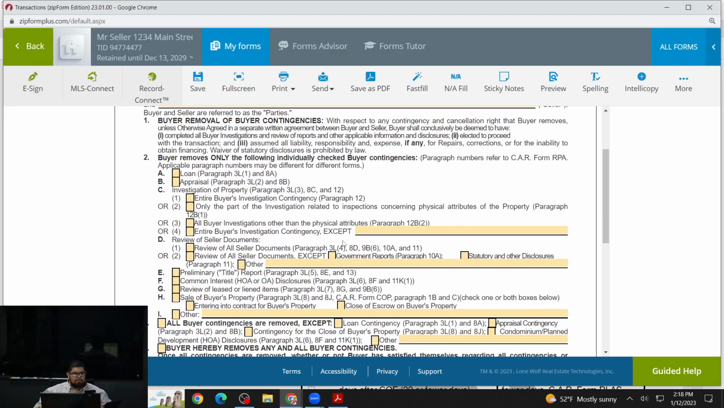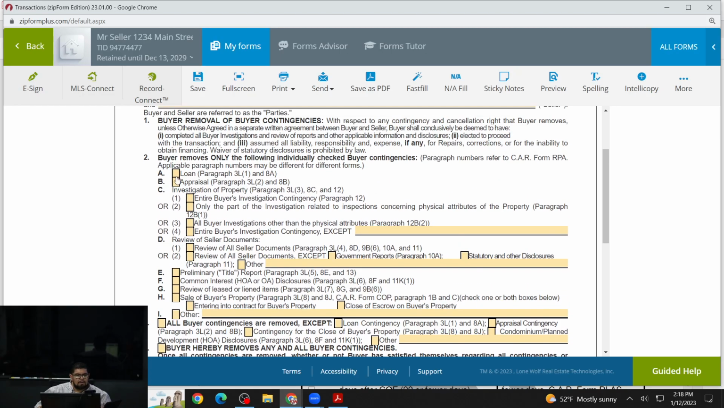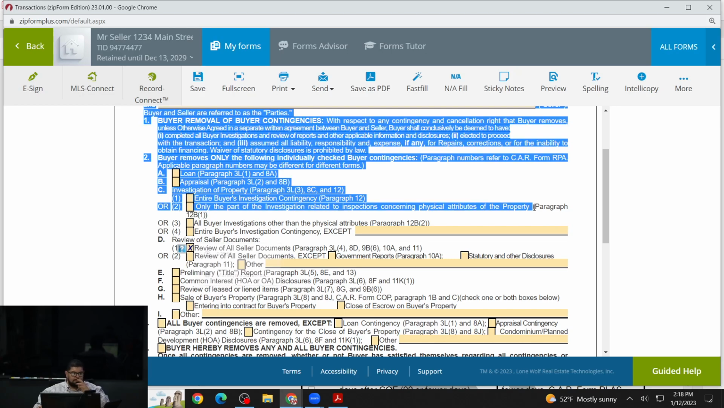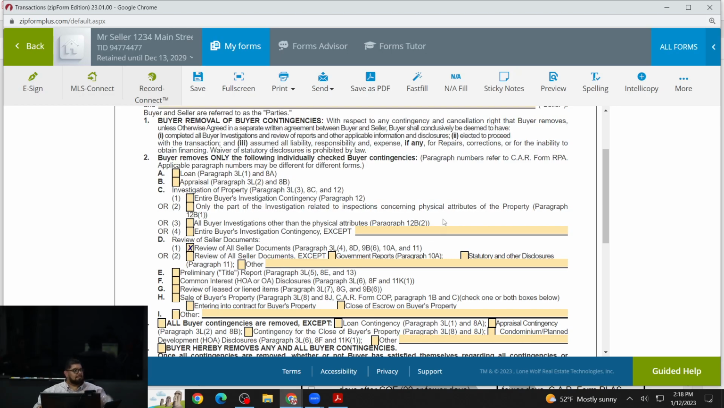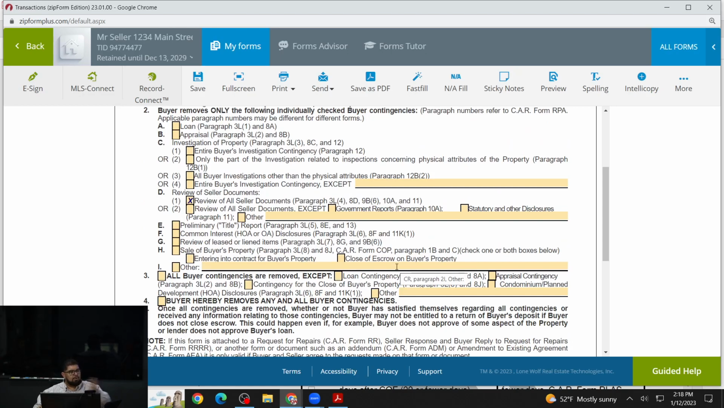That means that you're going to remove loan appraisal, interior investigation, all except review of seller documents. Oh, right here. Review of seller documents. Okay, and that's all you're removing. You're keeping everything else in place. And then 17 days comes around, and now you put contingency removal number 2, and then you remove the rest of whatever you're going to be removing.